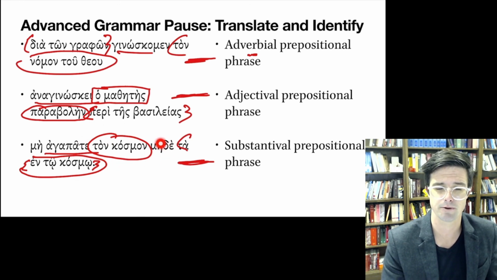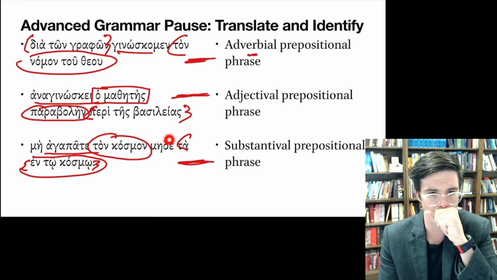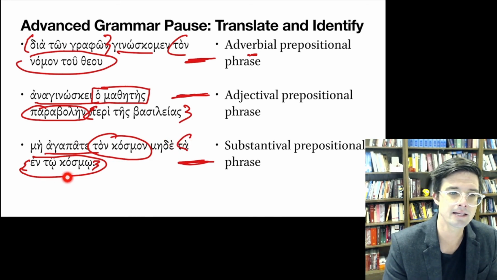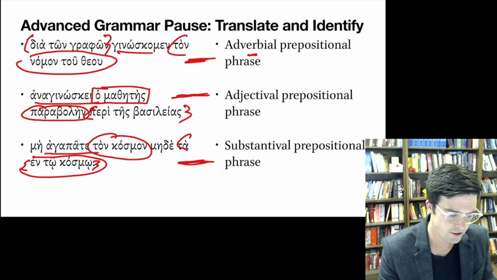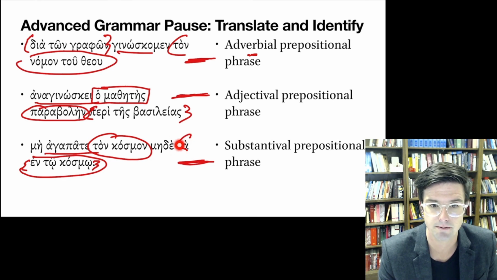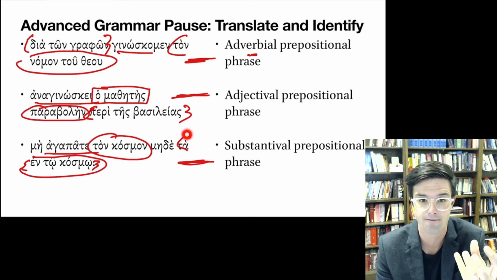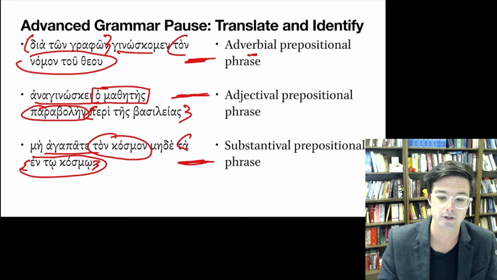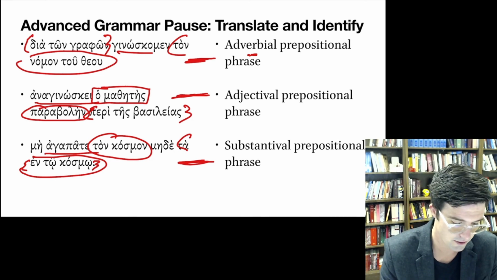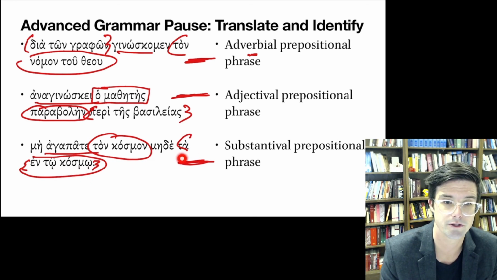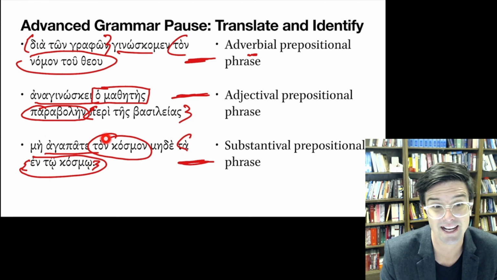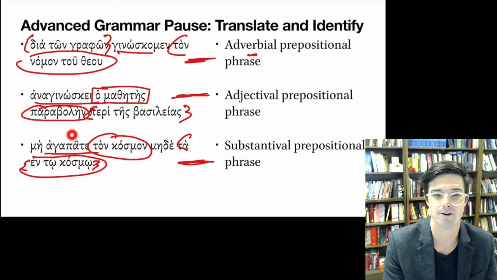And the other thing you're not supposed to love, excuse me, is ta en tō kosmō, the things in the world. So this is a case where the prepositional phrase has been made into a substantive. It's been made essentially into a noun phrase by just sticking the definite article ta right in front of it. Do not love the world nor the things in the world. So this whole phrase, ta en tō kosmō, we would call the second object of the imperative verb agapate.